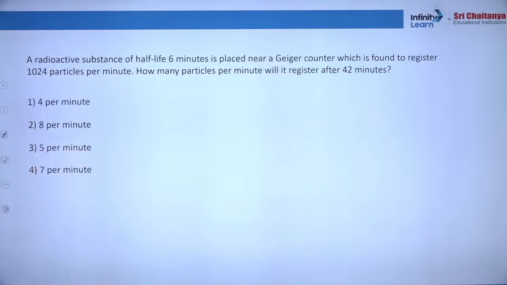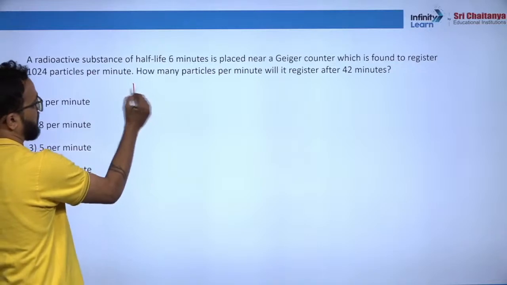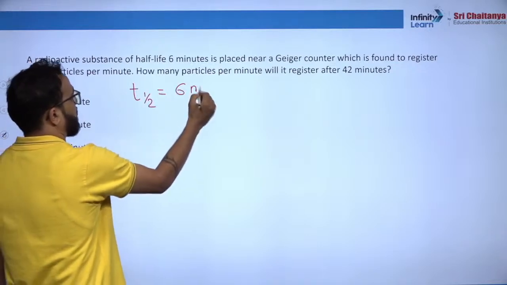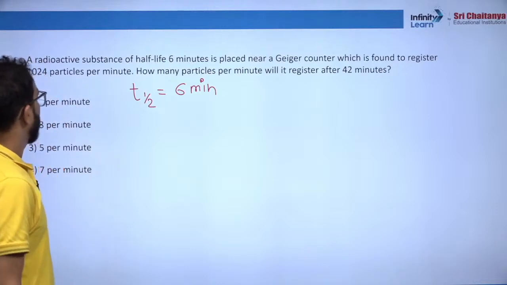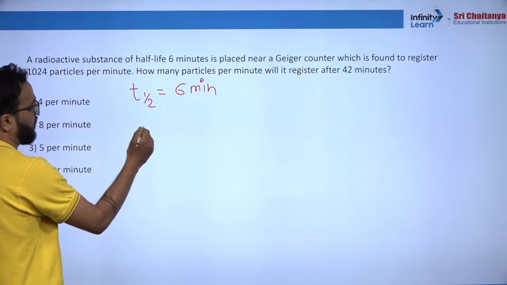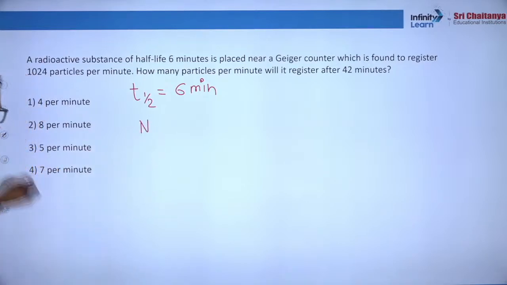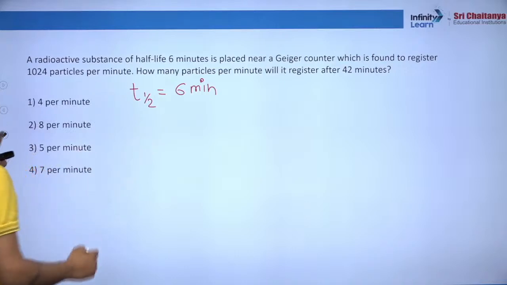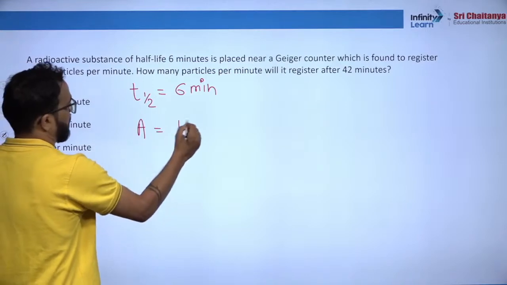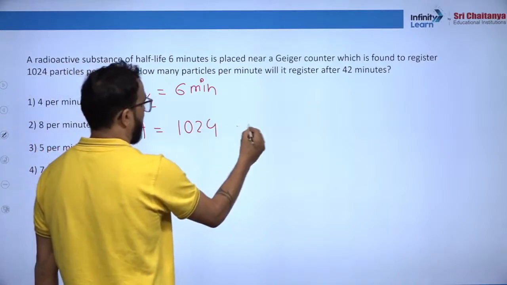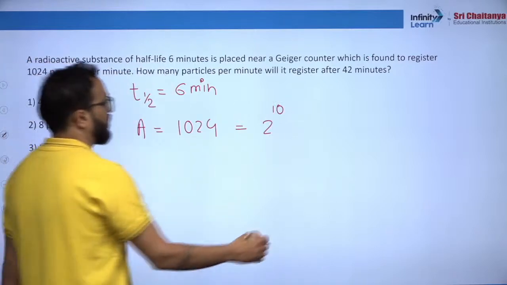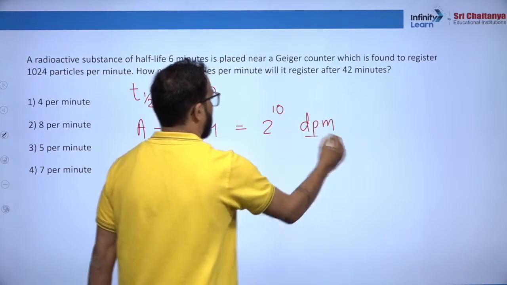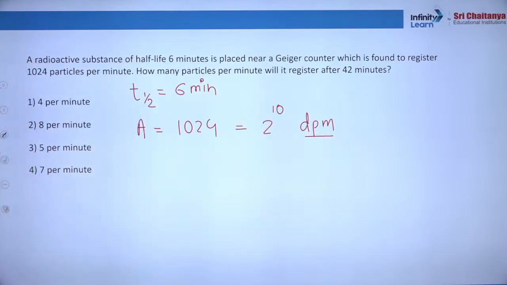Now in this question, a radioactive substance has a half life of 6 minutes. So what is T half? It is 6 minutes. It is placed near a Geiger counter which is found to register 1024 particles per minute. So what is the activity of this radioactive substance obtained by the Geiger counter? You will say, sir, activity is 1024 per minute, which is 2 to the power 10. Disintegrations per minute, let's say dpm.